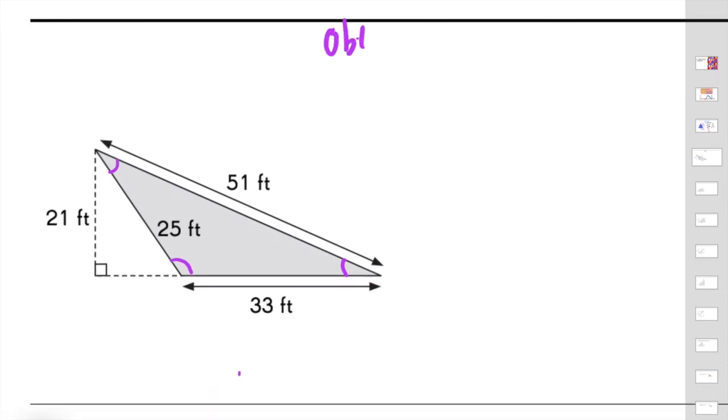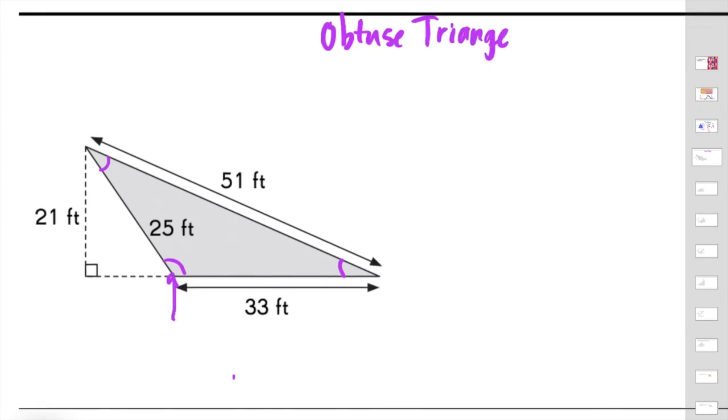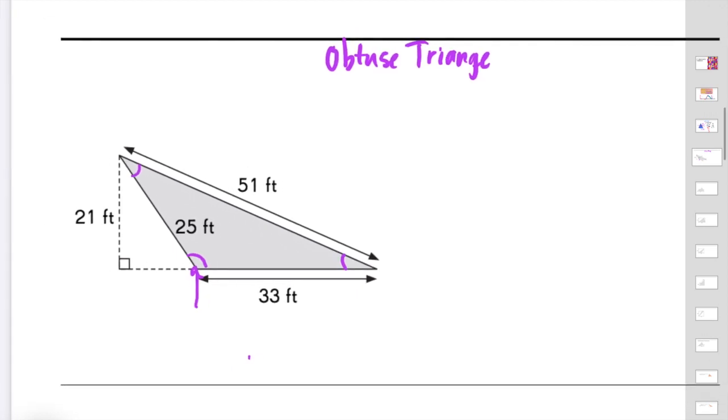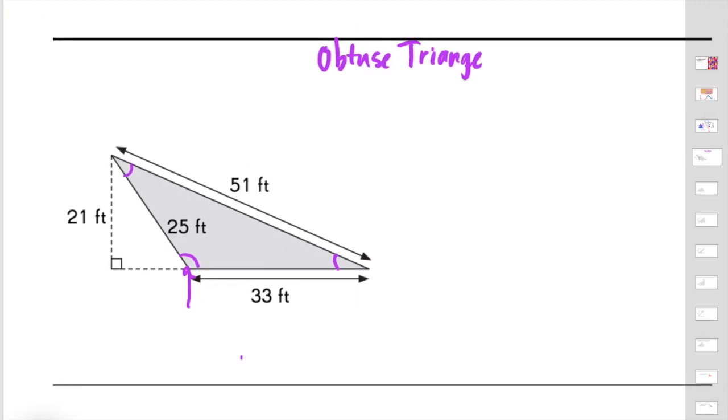Okay, if you were thinking that it is an obtuse triangle, you would be correct because of this one angle that is greater than 90 degrees, right? It's got its mouth wide open, really wide open. So this would be an obtuse triangle. Now that we know that, let's find the base and the height, and then find the area of this obtuse triangle.